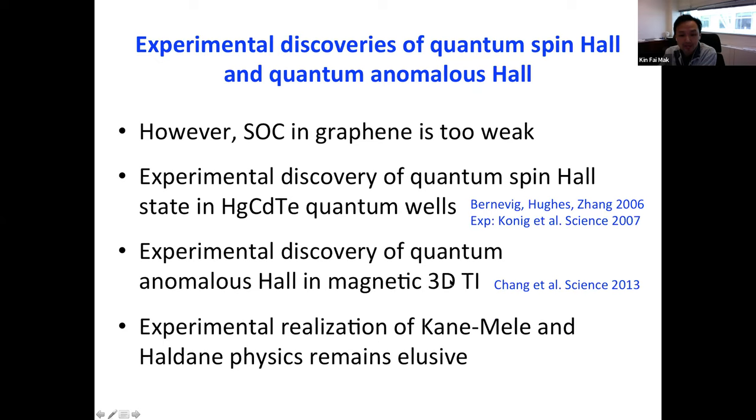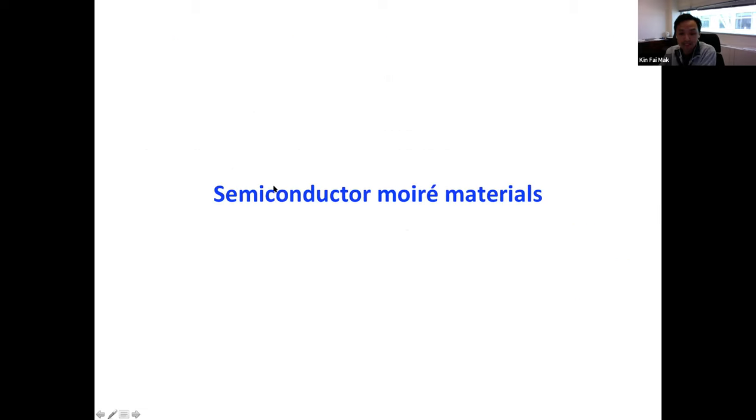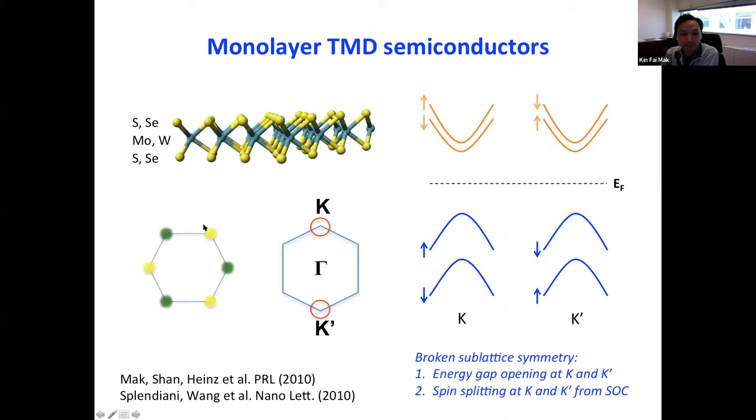And so today I hope to tell you about a material system that can realize something very close to a Kane-Mele-Hubbard model. I also mention a little bit about how we can realize Haldane physics in this system. All right, I'll give a brief introduction on semiconductor moiré materials. Most of you are extremely familiar with graphene moiré materials, twisted bilayer graphene especially, because it's all over the news. But I will tell you a little bit about this type of material, which is a little less known.